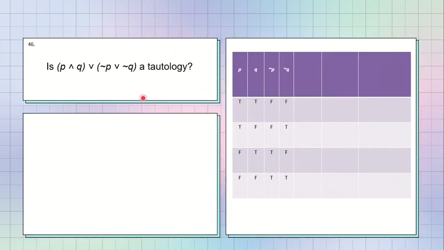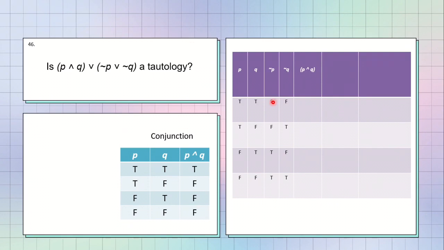So next, let's find if this is a tautology. Again, we have two propositions P and Q. On the other two columns, we have here the negation of P and Q. So for the next column, the fifth column, we will get the value of P and Q. So we will be using conjunction here. This symbol is conjunction. So we'll be getting the conjunction of P and Q. So the values are true, false, false, and false.